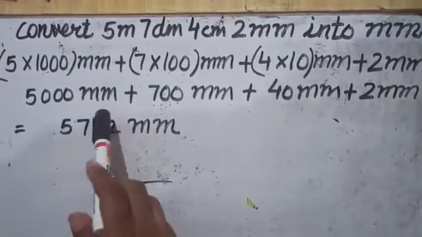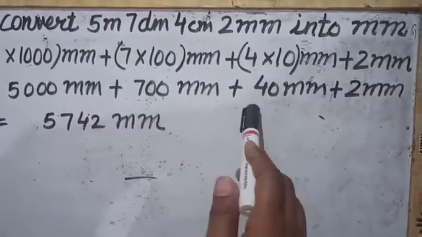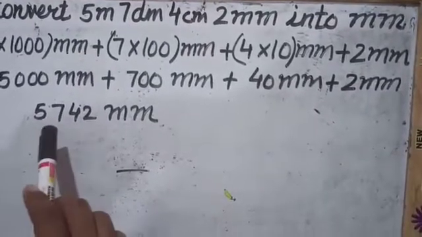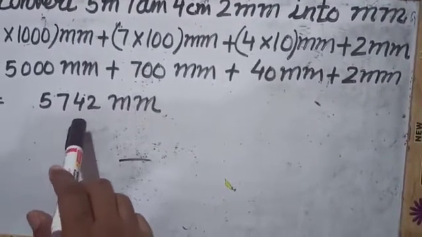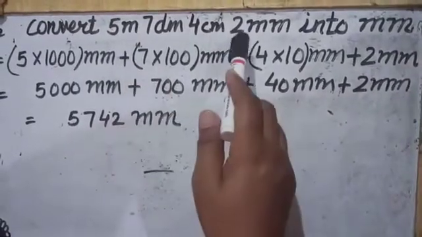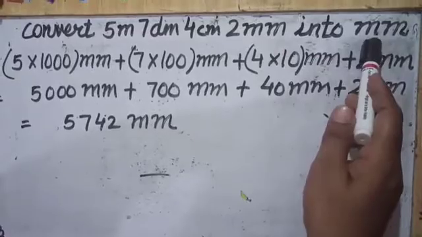Now 5000 millimeter plus 700 millimeter plus 40 millimeters plus 2 millimeter. We add up all. The answer is 5742 millimeters. This way we are converting all these units into one unit.